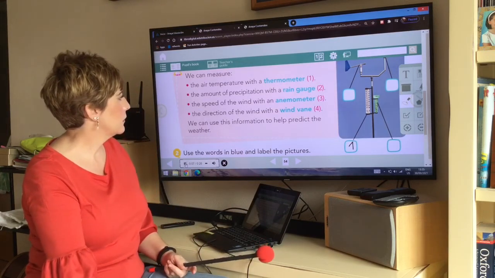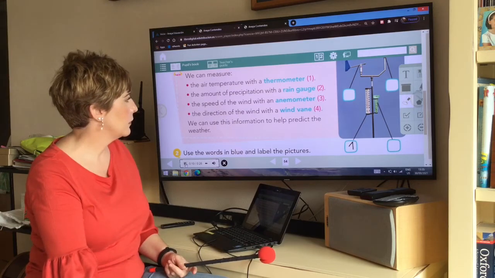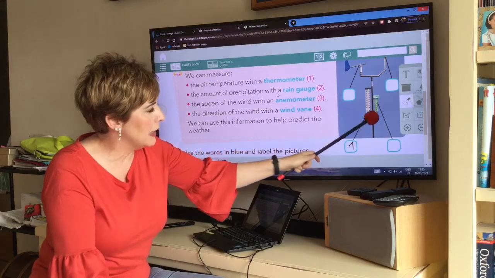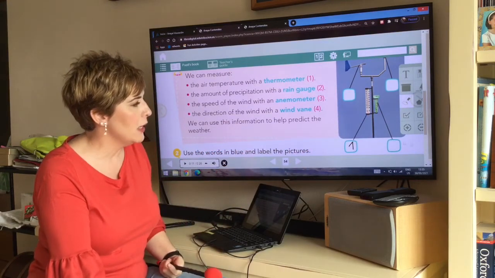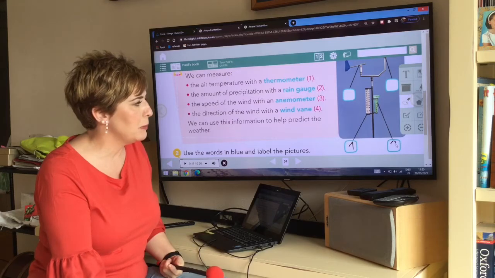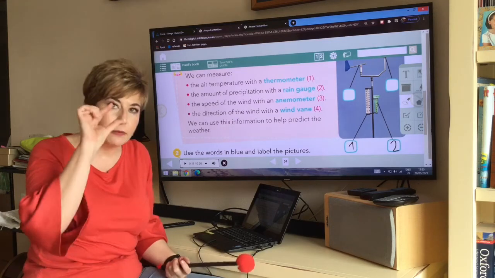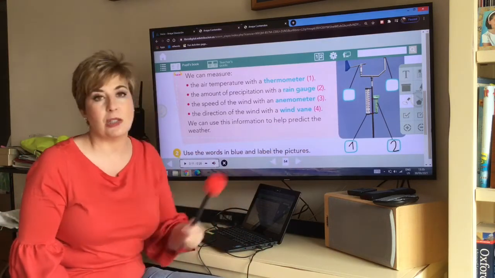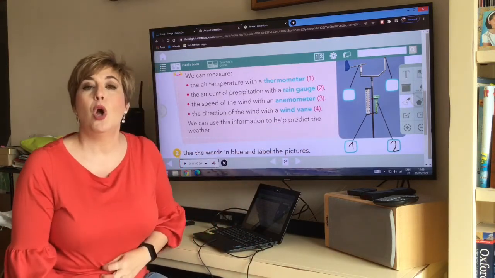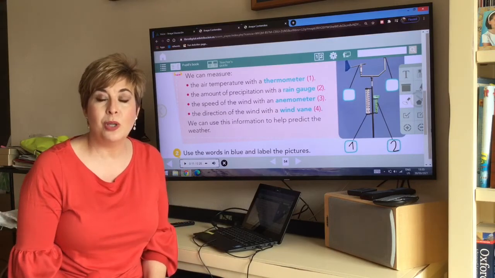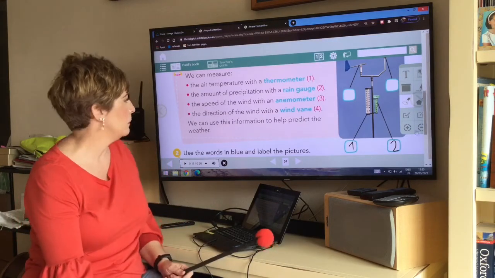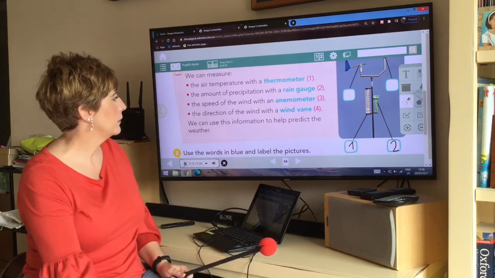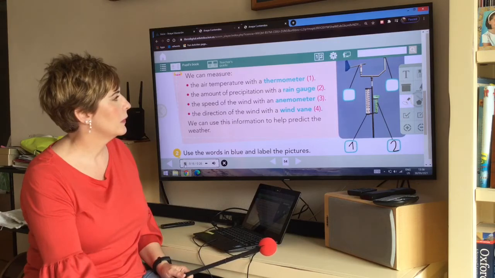The amount of precipitation with a rain gauge. A rain gauge, which is this second device here, is going to measure the amount of precipitation. If it rains very little or if it rains a lot. It's a rain gauge. In Spanish, it's called pluviómetro. Pluviómetro, rain gauge.